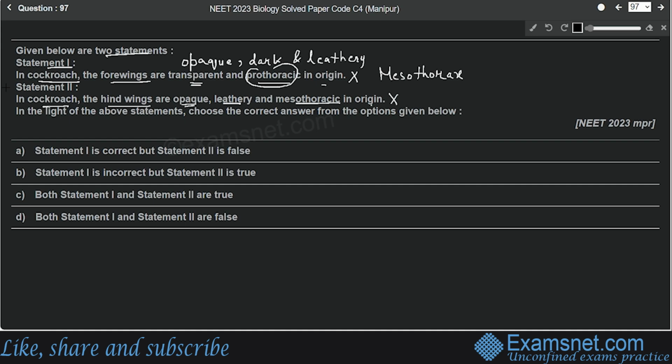Then the second statement says that in cockroach, the hind wings are opaque, leathery and mesothoracic in origin. This is also incorrect because the hind wings are transparent, not opaque. They are transparent, membranous, and they originate from the metathorax, not mesothorax. So both the statements are false here. Both statement 1 and statement 2 are false. Option D will be the correct answer.